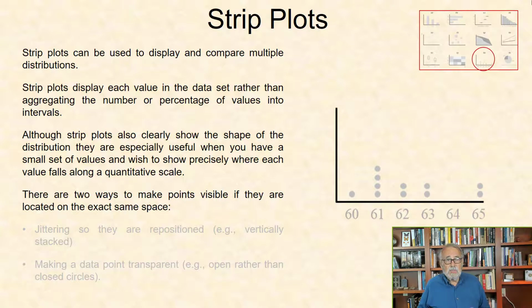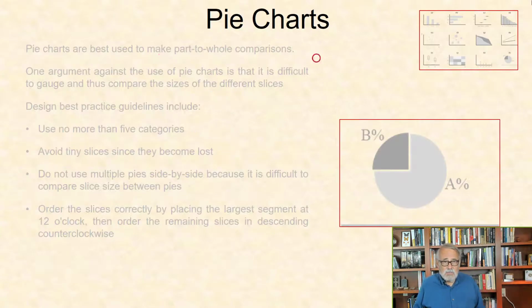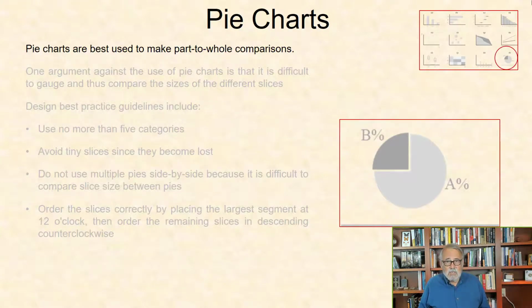There are 2 ways to make points visible if they are located on the exact same space: jittering, so they are repositioned, that is vertically stacked, and making a data point transparent, that is, open rather than closed circles. The last chart I cover here are pie charts. They're best used to make part-to-whole comparisons.